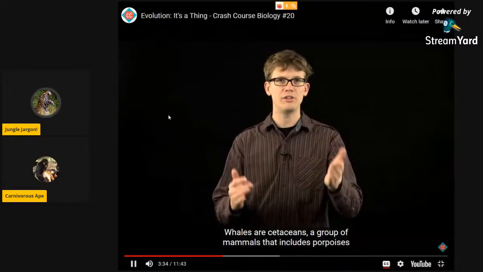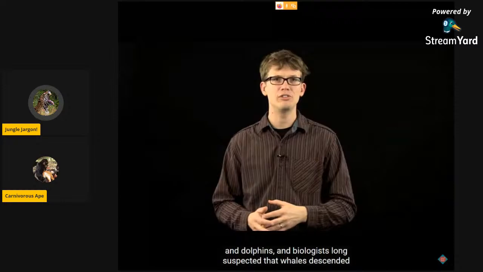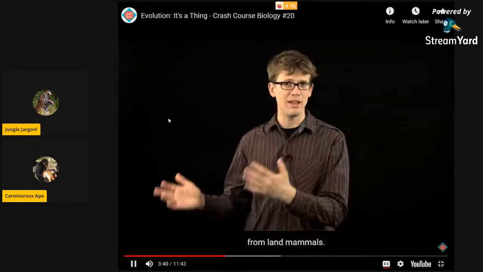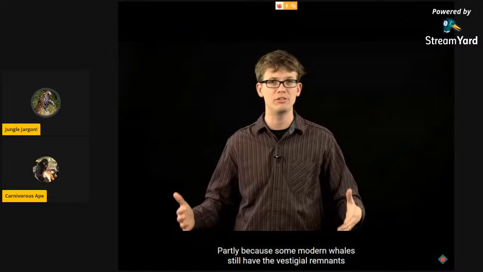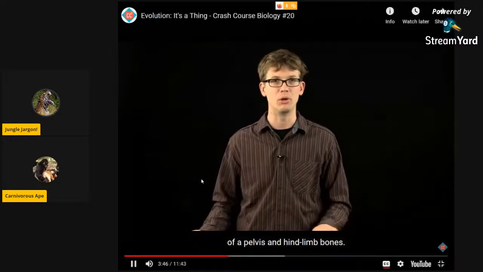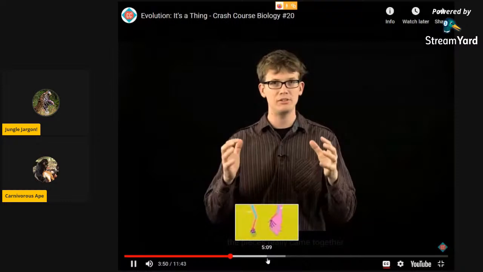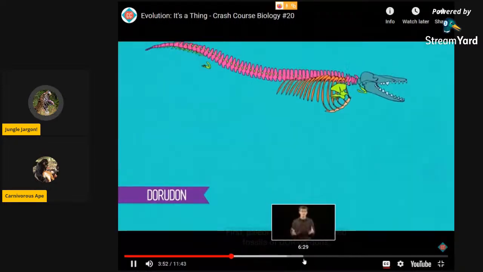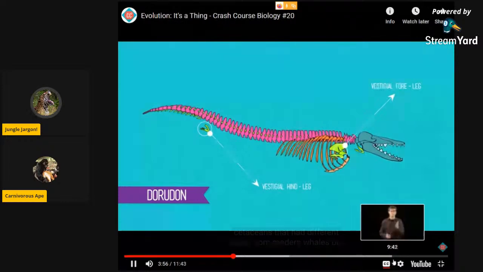Okay. Whales are cetaceans, a group of mammals that includes porpoises and dolphins, and biologists long suspected that whales descended from land mammals. Partly because some modern whales still have the vestigial remnants of a pelvis and hind limb bones. But it wasn't until recently, the 1990s and 2000s, that the pieces really came together. First, paleontologists discovered fossils of Dorodon, cetaceans that had different skulls from modern whales.